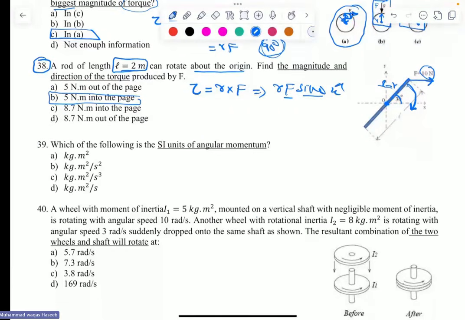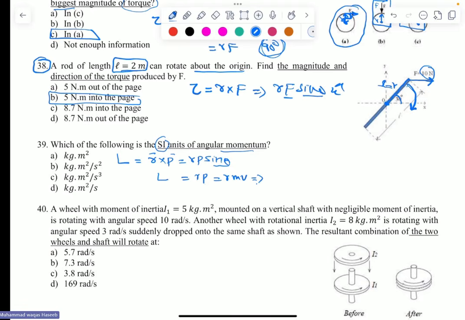Question number 39. Which of the following is the SI unit of angular momentum? So you will have the formula of angular momentum, which is L equals R cross P. When you remove the cross product, you will get sine theta, and the maximum sine theta will be at 90 degrees. So we suppose that it is maximum. So your angular momentum is RP, and momentum is mv, linear momentum.